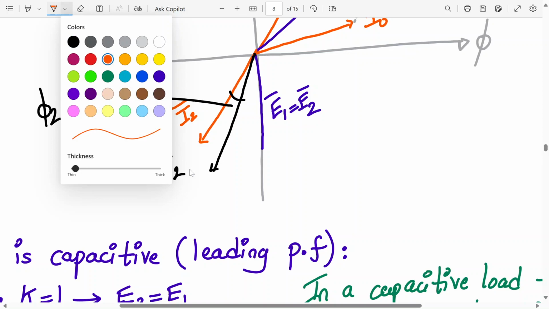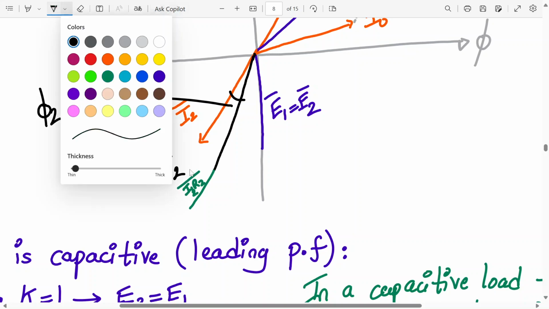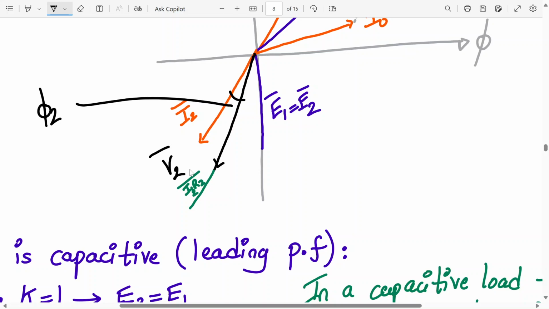Where it will come? It will be a line parallel to I2, right? Yes or no? A line parallel to I2. This is I2 R2. Agree? And then drop a perpendicular over here. You will get what? Drop a perpendicular here. Here you will get I2 X2.